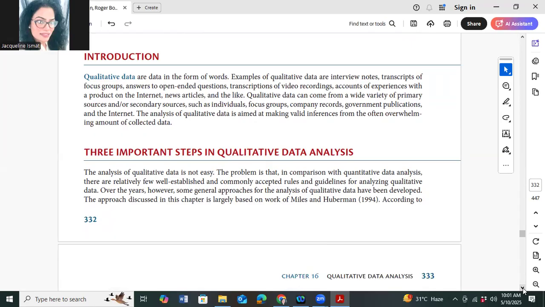So analyzing qualitative data is not easy. Quantitative data is in numbers, numbers are easy to interpret. Qualitative data is more challenging to interpret.